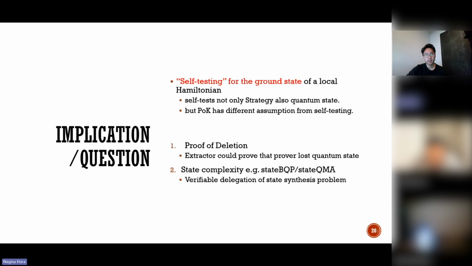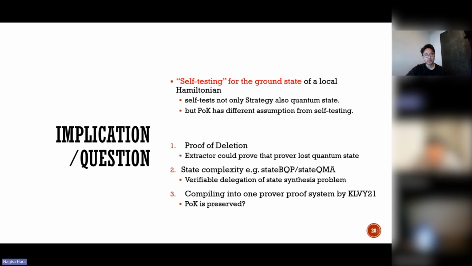In a state complexity problem, like state BQP, state QMA, where you consider the provers expected to synthesize a certain quantum state, to verify the prover actually synthesizes the state, the proof of knowledge machine extractor can be used to verify if the prover actually synthesized the state.